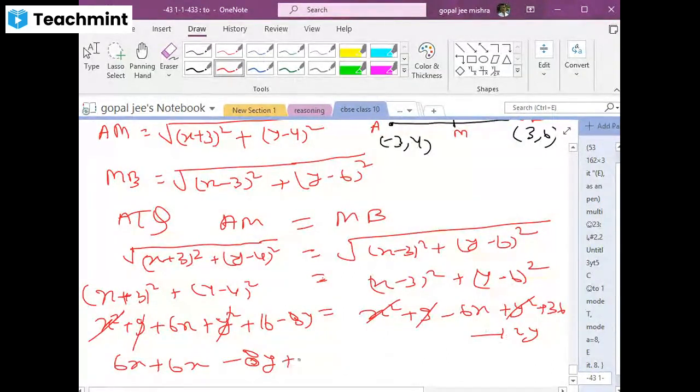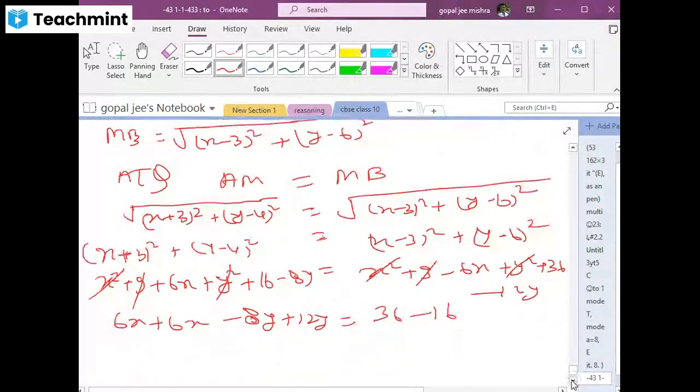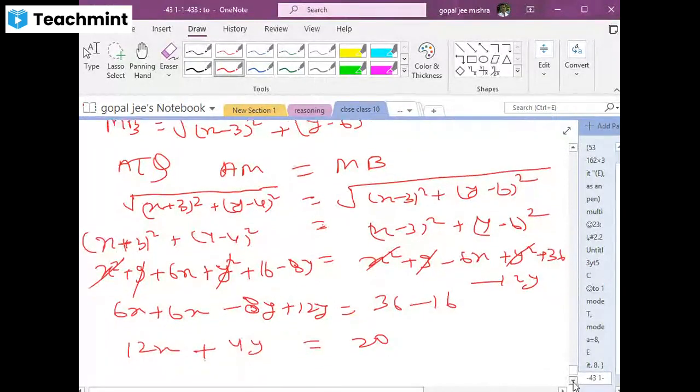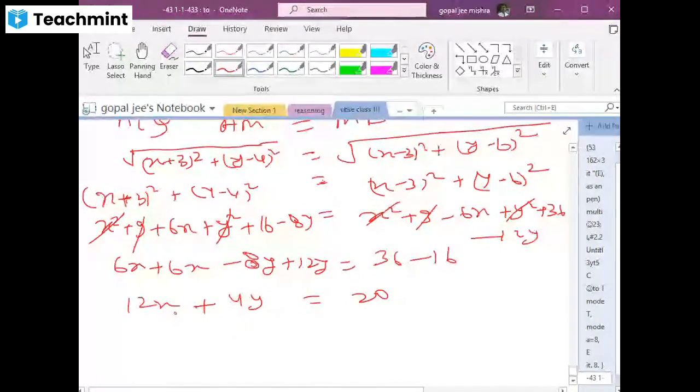so that will go this side, so that will be positive. And here you can see plus 16 and here 36, so I can write 36 minus 16. Anything left beta? No. So you are left with 12x plus 4y is equal to 20, or you can simplify this relation just by dividing by 4 this whole equation. You can write, your answer is complete here.